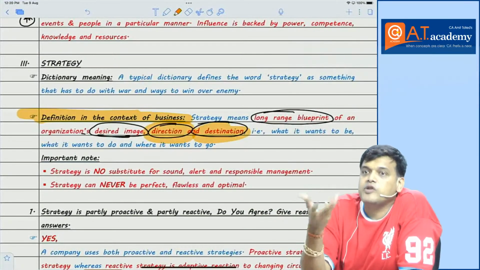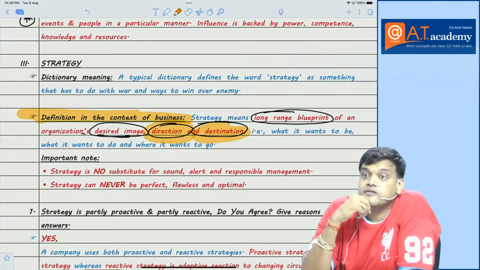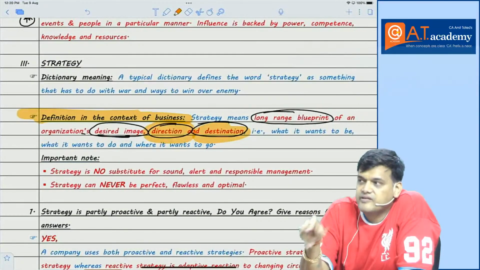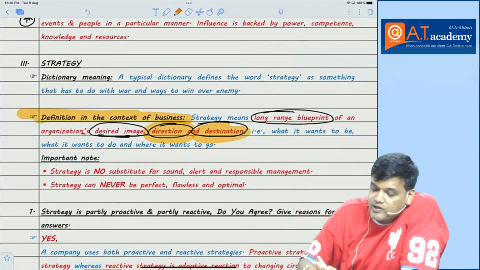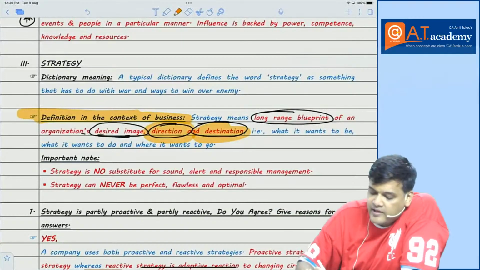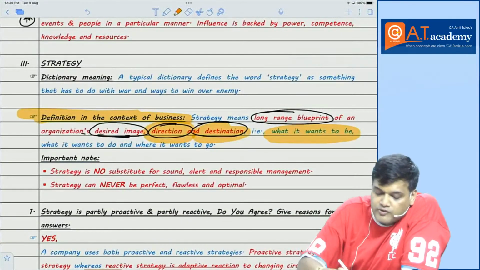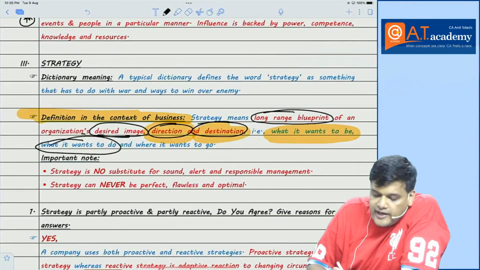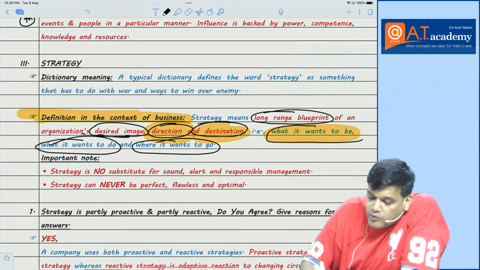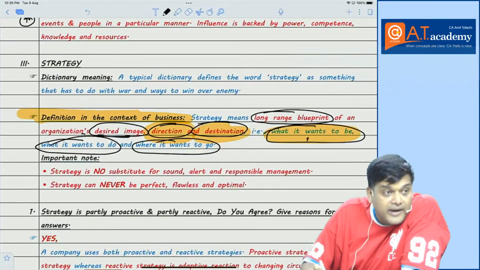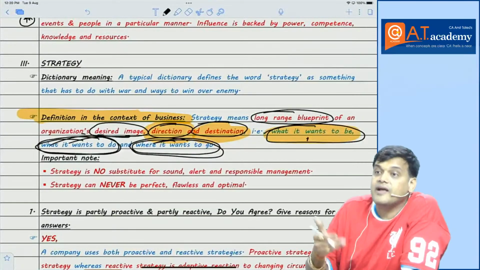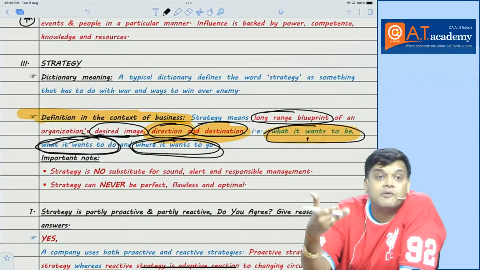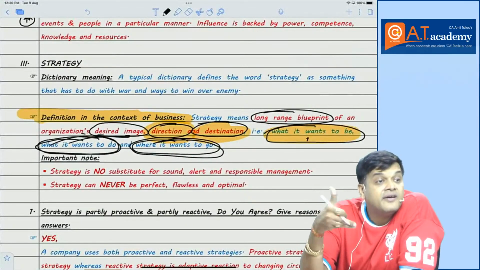You understand where to reach? Vision or strategy? Vision. How to reach? Okay, so in strategy, please understand. Look ahead, read. Let me tell you the difference in words. What it wants to be, what it wants to do, and where it wants to go. What it wants to be, what it wants to do and where it wants to go. All this is the story of strategy. But what does strategy mean? Strategy is basically to achieve the vision.